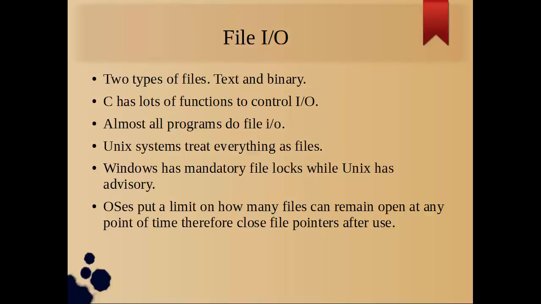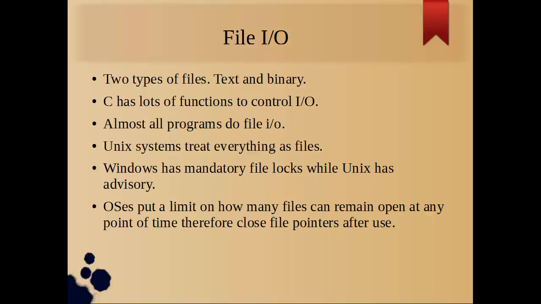Unix systems are very peculiar in the sense that they treat everything as files. Next point says Windows has mandatory file locks while Unix has advisory. That means if you open a file in one program and you try to open the same file in another program, then Windows will not allow you that, while Unix will. Unix will even allow you to modify that file in another program.